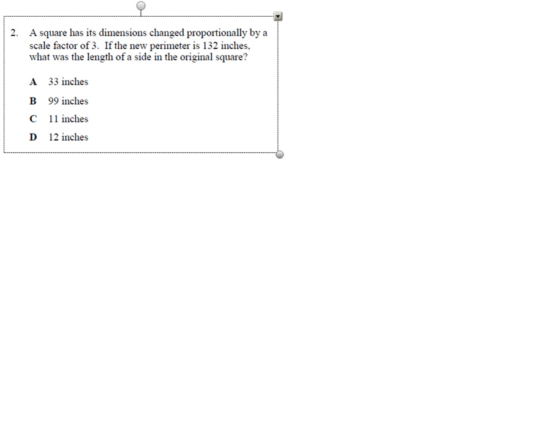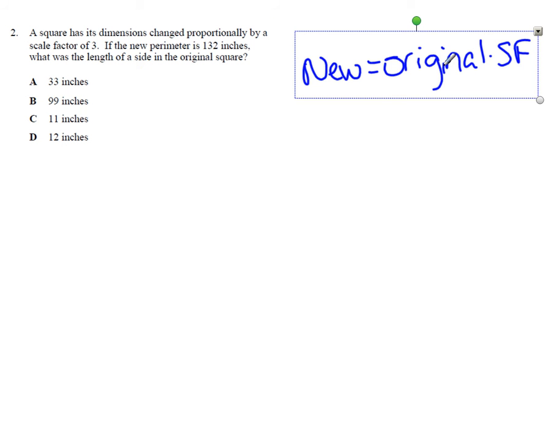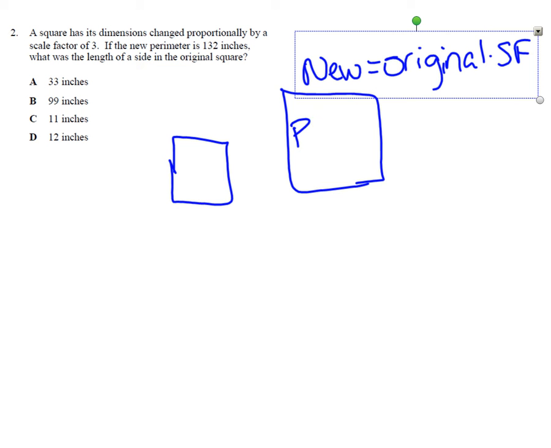Alright, a square has its dimensions changed proportionally by a scale factor of 3. If the new perimeter is 132, what was the side of the original? Okay, so we're talking about perimeters, so we can use the same formula. We're talking about two squares, so we can draw one bigger than the other, and the new square has a perimeter of 132.